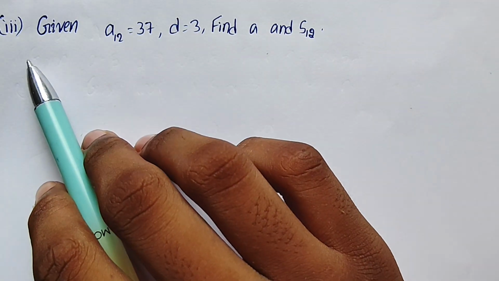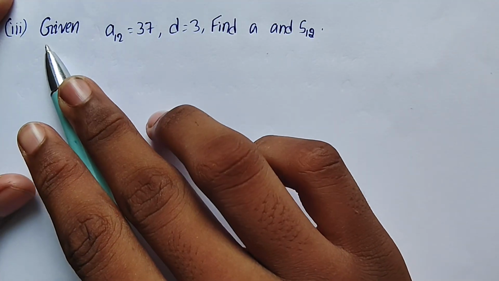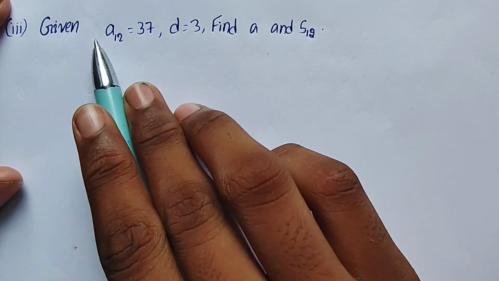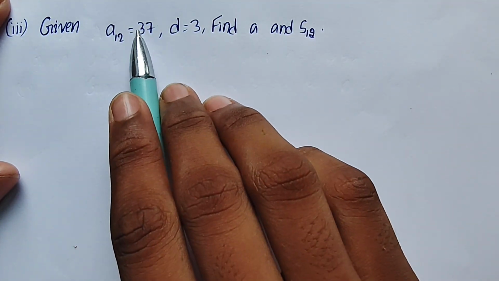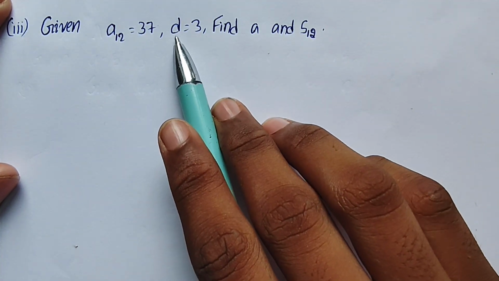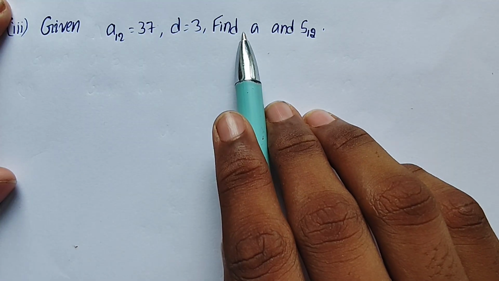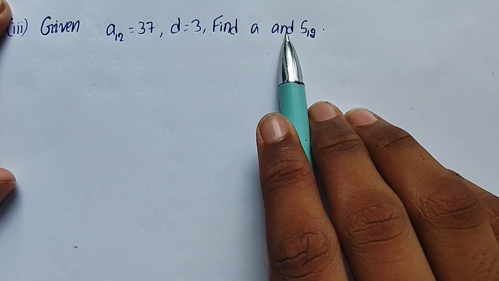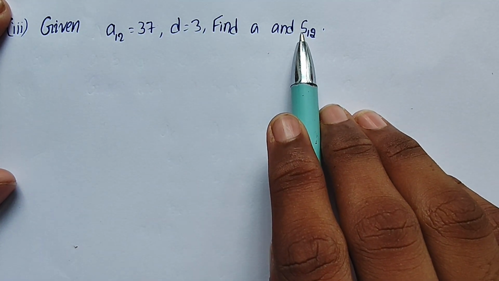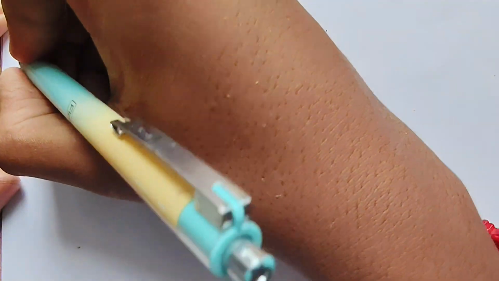So this is the given third question in this problem. Here the third question is, given a12, the 12th term, is equal to 37 and d, the common difference, is equal to 3, and he asked to find out the value of a, the first term, and S base 12, the sum of 12 terms. So let us solve it.